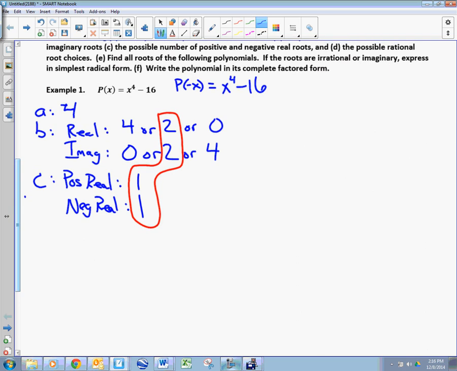D. What are the possible rational root choices? What are my P's? What are my Q's? So my possible choices are plus or minus 1, plus or minus 2, plus or minus 4, plus or minus 8, and plus or minus 16.